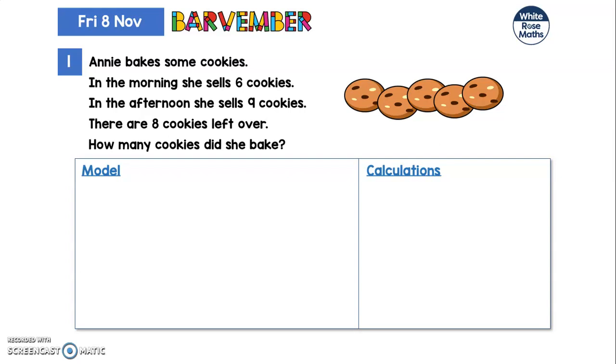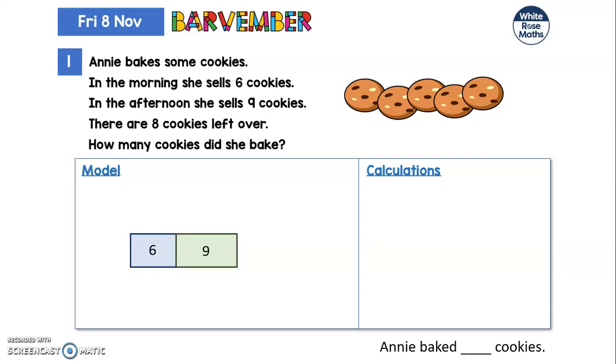Question 1 was about Annie baking some cookies, and in the morning she sells 6 cookies. And you were actually already given the bar model for this one, and you just had to fill in the gaps. In the afternoon, she sells 9 cookies. And then there are some cookies left over. So we need another part of the bar for the cookies that are left over, and there are 8 of those. The question then says, how many cookies did she bake?